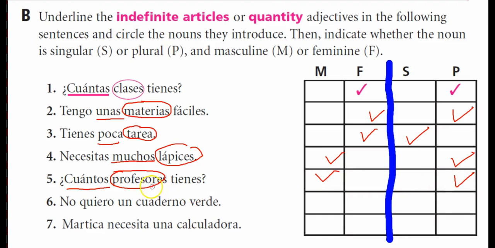It's a group. No quiero un cuaderno verde. So cuaderno is masculine and singular. And then here, the last section, Marta necesita una calculadora. Calculadora is feminine and singular.